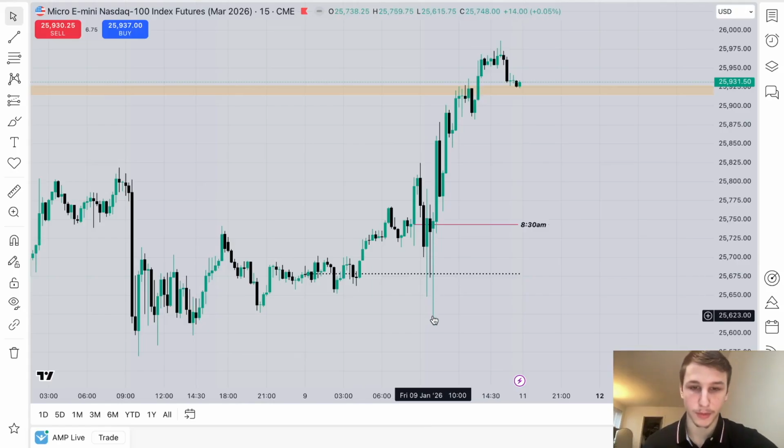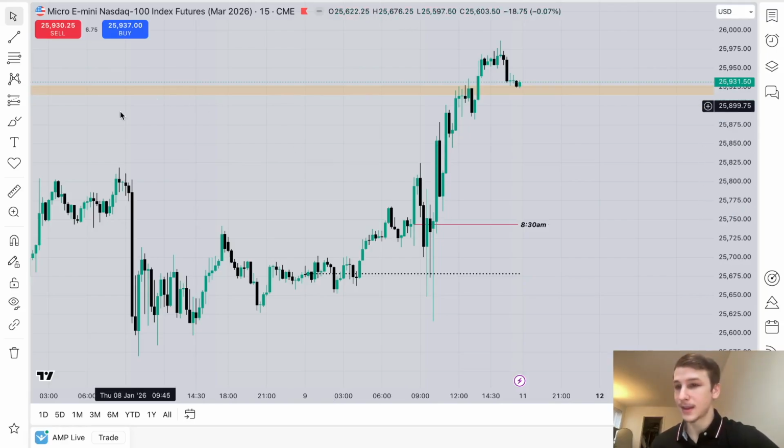Technically, there was a Model 3 that performed right here at 10 a.m., but I simply missed it. I wasn't a fan of the deep manipulation, so I waited for a potential continuation on a Model 4 basis, and we did indeed get that. We rushed to the upside, just like that.